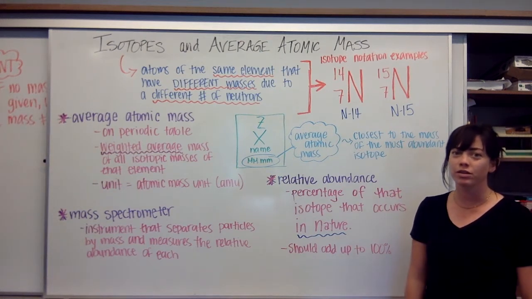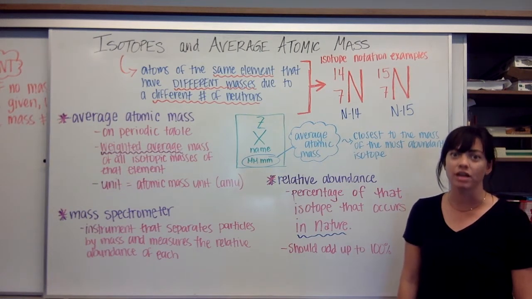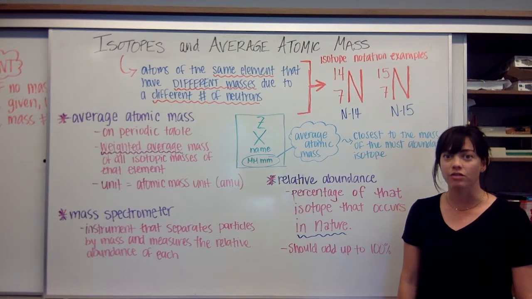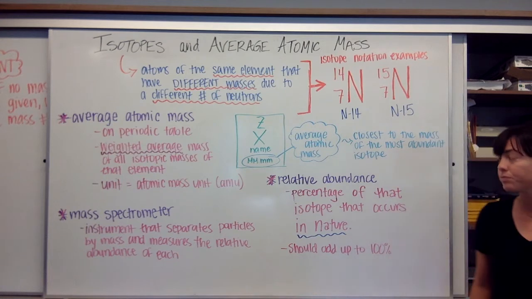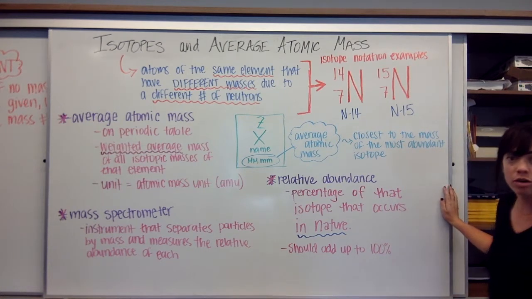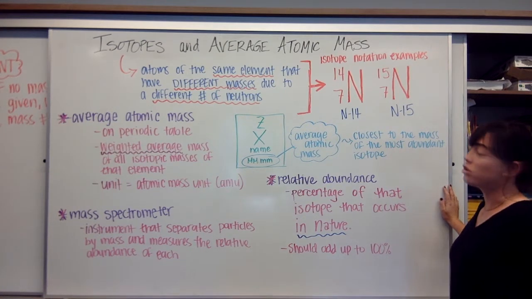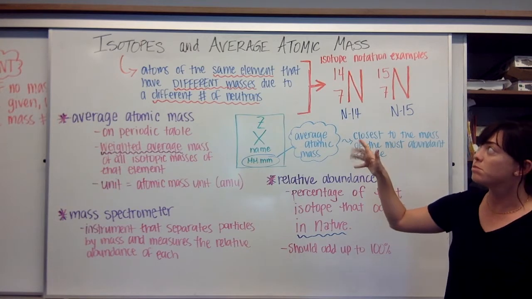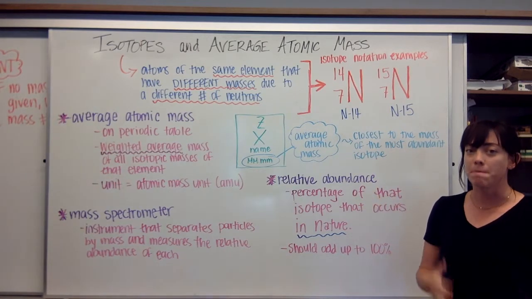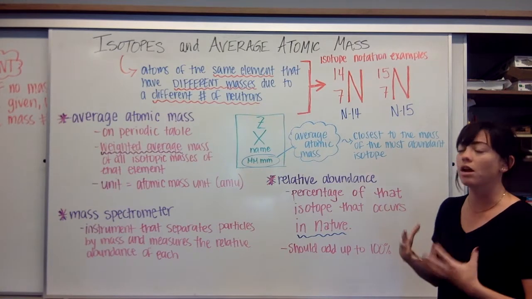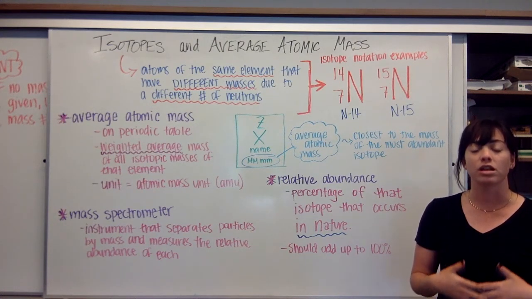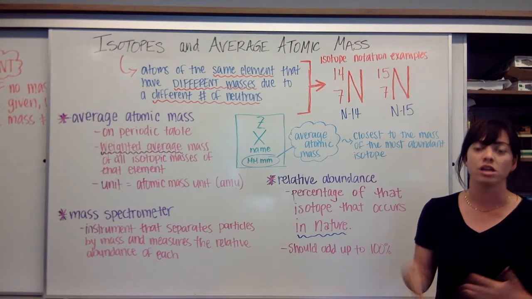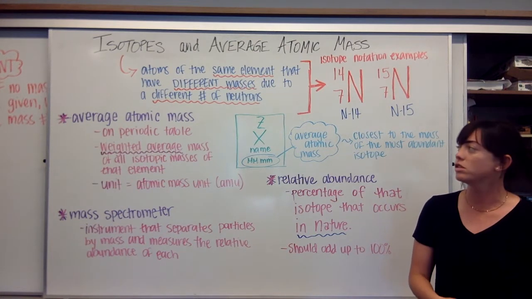Everyone. Today we are going to be talking about isotopes and learning how to calculate the average atomic mass for different elements found on the periodic table. So, just as a review, I first want to go over what isotopes are. And remember, they're atoms of the same element, but they have different masses because they have a different number of neutrons. So, if we have atoms of the same element, they're always going to have the same number of protons, but we can have different numbers of neutrons.